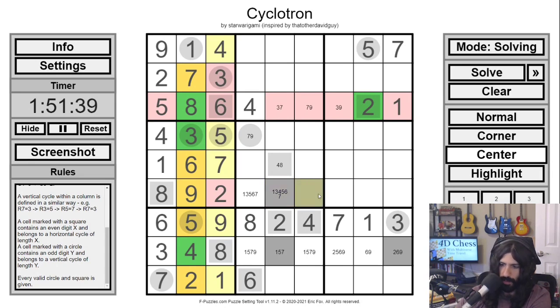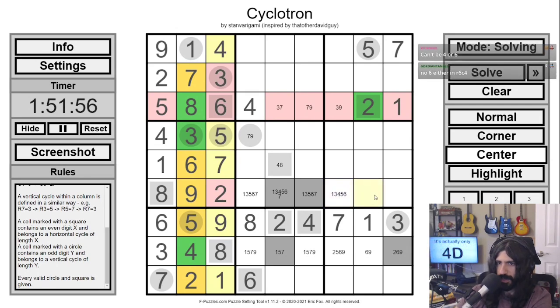1, 3, 4, 5, 6, 7. This can't be a 4. This can't be a 7 because it won't self-refer. 1, 3, 4, 5, and because of this. And this can't be a 5 because of this. This can't be a 1, a 3, or a 7, which means it's a 4, a 5, or a 6.